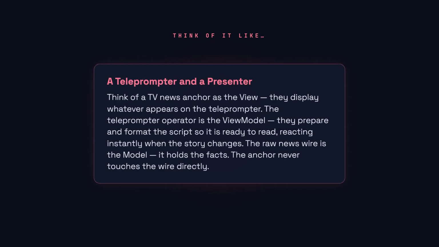Here is a way to picture it. The anchor on screen just reads what the teleprompter shows, that is the view. The operator formats and queues the content in real time, that is the view model. The raw incoming news feed is the model. The anchor never formats the feed directly, and the feed never decides how words appear on screen. Each role is cleanly separated, and the anchor works the same way regardless of which operator is running the teleprompter.